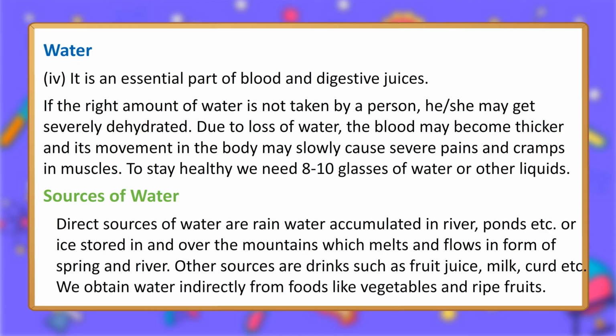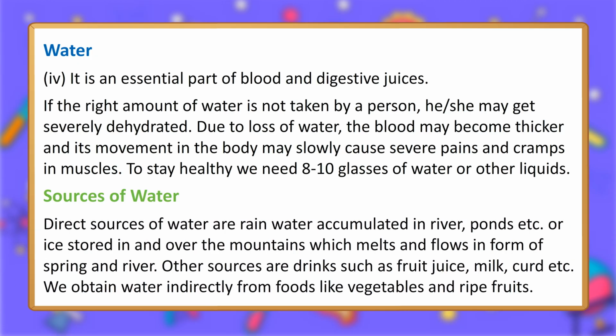Sources of water. Direct sources of water are rainwater accumulated in rivers, ponds etc. or ice stored in and over the mountains which melts and flows in the form of springs and rivers. Other sources are drinks such as fruit juice, milk, curd etc. We obtain water indirectly from foods like vegetables and ripe fruits.